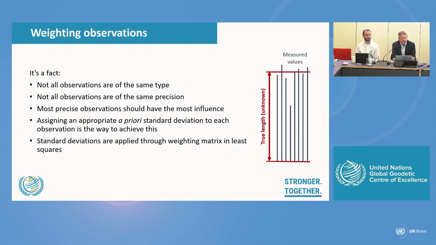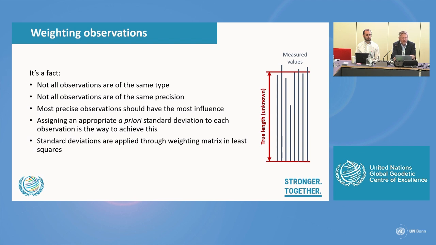So not all observations are equal, and we weight them, particularly when you have different data types, because not all observations are of the same type, and not all observations are of the same precision. The most precise observations, you want to have them make the most influence when you're doing this technique. And you want to assign an appropriate standard deviation a priori, so this is before the adjustment starts, to each observation in a way to achieve this.